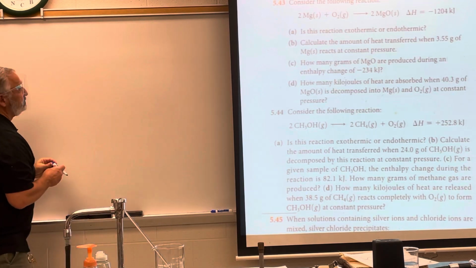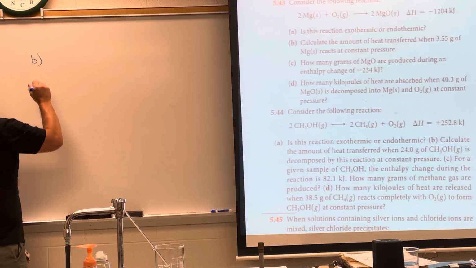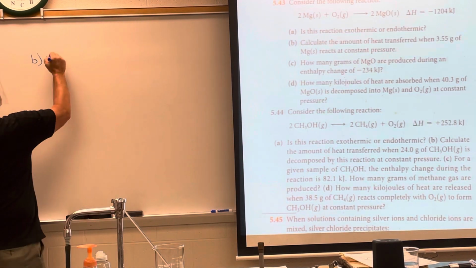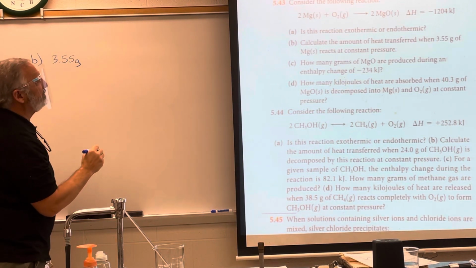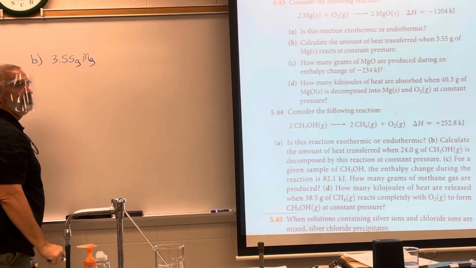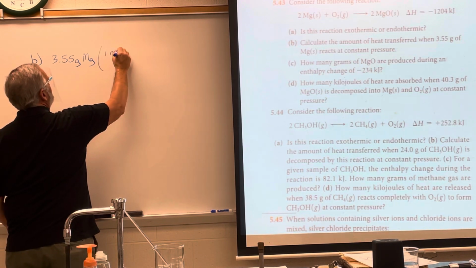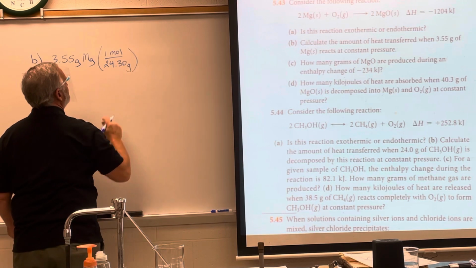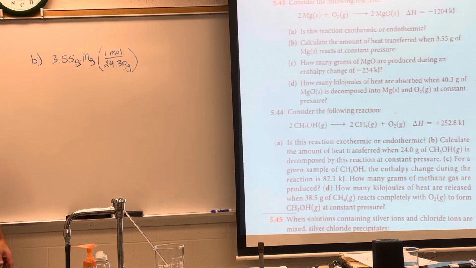So, what do I start with then on B? 3.55 grams. And that's magnesium. Okay, so then what do I have to do? Molar mass. 1 mole over 24.3 grams. Okay, so that tells me how many moles of magnesium I have, something less than a mole. Then what?